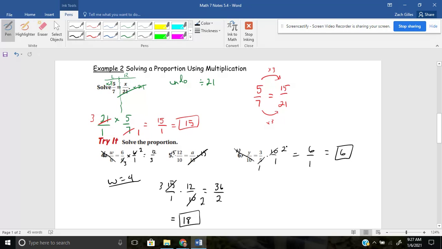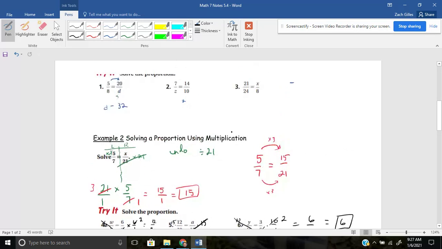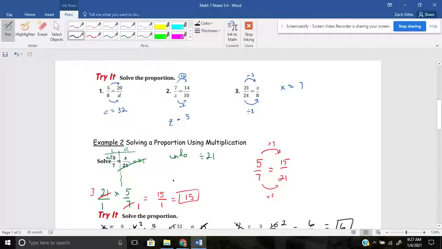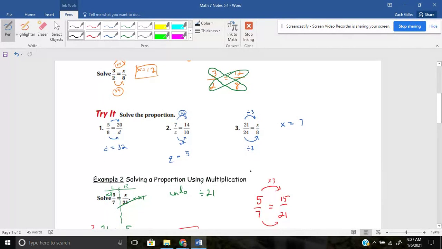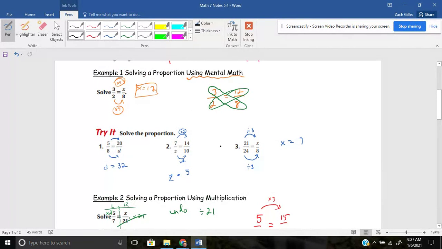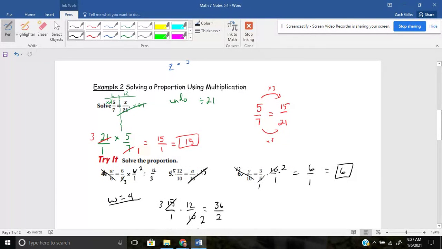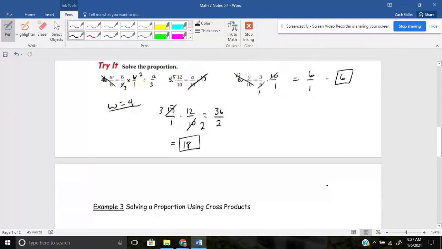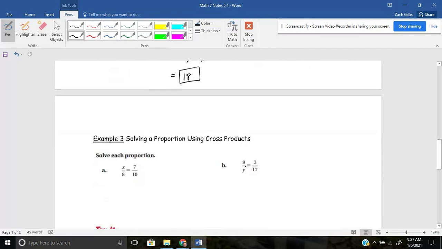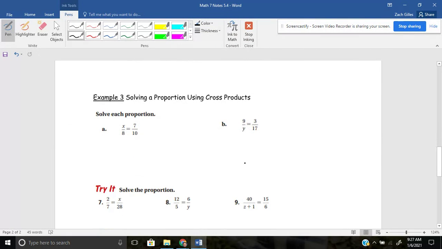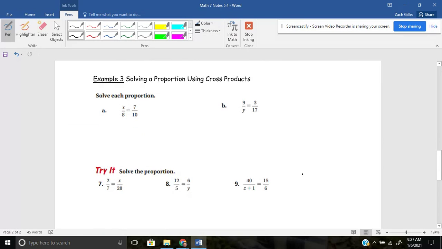So that's another method. Now, is it right or is it wrong? No. You can do this method if you like this method. You could also use mental math if you like that method. I'm not saying you have to do it one way or the other. I'm just giving you lots of different ways to solve proportions. That's what I like about proportions, is that there's so many different ways to solve them.